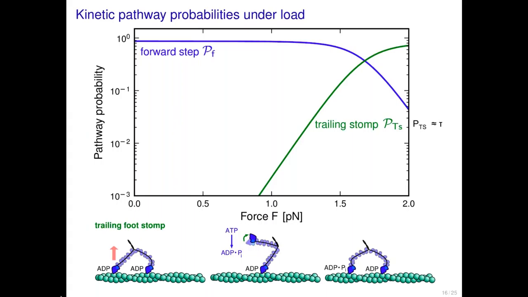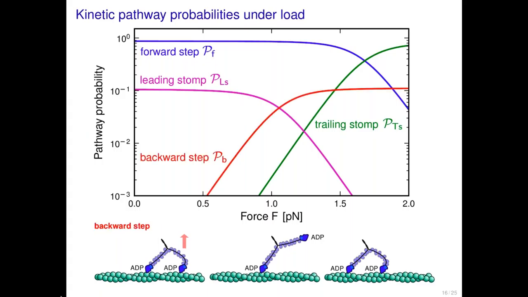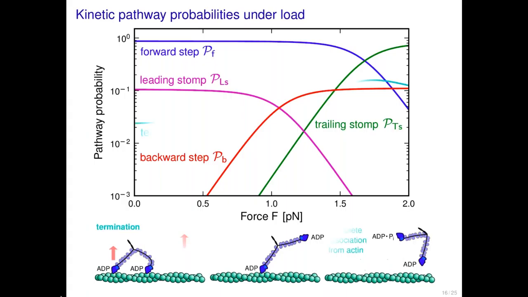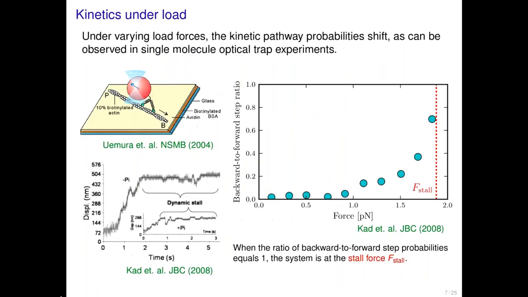Until you exceed about a piconewton of force, and then you see that it increases. Then the leading head foot stomp is possible, more likely than at small forces, and decreases as would be expected if you keep on increasing the applied resistive force. And this is the backward step probability. And when the green, the red, and the blue intersect somewhere, the forward and the backward are the same, about 50-50, roughly speaking. That determines something like the stall force. And then 1 minus the sum of all this is spontaneous detachment, and that terminates the walk.